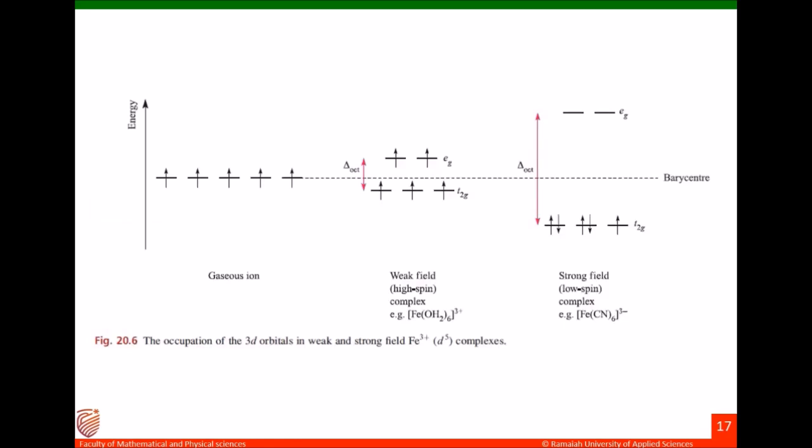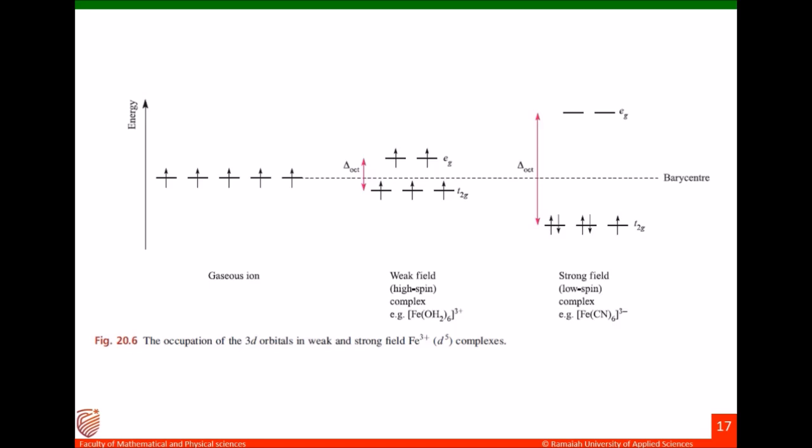Now Figure 20.6 summarizes the preferences for low and high spin d5 octahedral complexes. Here you can see 2 different complexes of Fe. One is a weak field high spin complex, [Fe(OH2)6]3+, and a strong field low spin complex, that is [Fe(CN)6]3−. Here you can see the difference in the arrangement of electrons in t2g and eg.